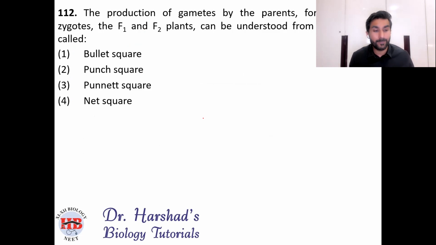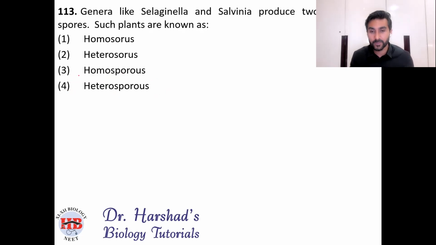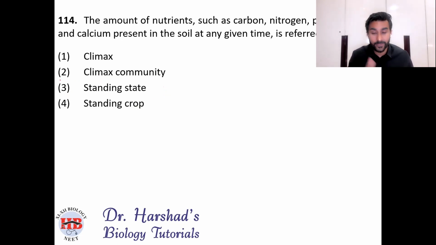The production of gametes by parents, the formation of zygote, the F1 plant and F2 plant can be understood with a diagram called the Punnett square, which was given by Reginald Punnett. Straightforward question according to me. Selaginella and Salvinia were pteridophytes which had the property of producing two different types of spores. That's why they were heterosporous pteridophytes. So again, a very easy question according to me.